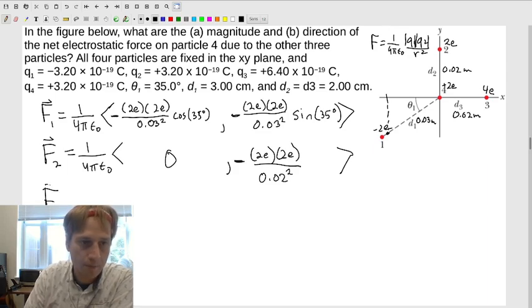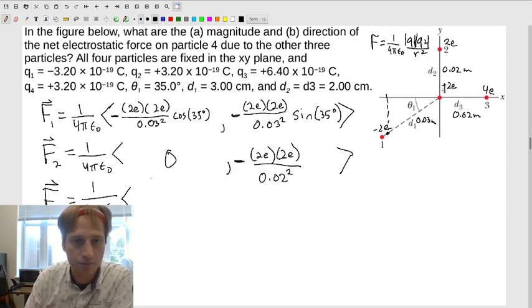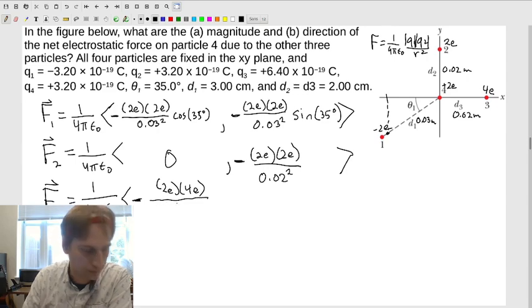Then my F3 is going to be 1 over 4 pi epsilon naught. And here, this is going to be a positive and a positive, so it's pushing towards the minus x direction. So this is going to be minus, that's giving me the direction, 2e times 4e over 0.02 squared.